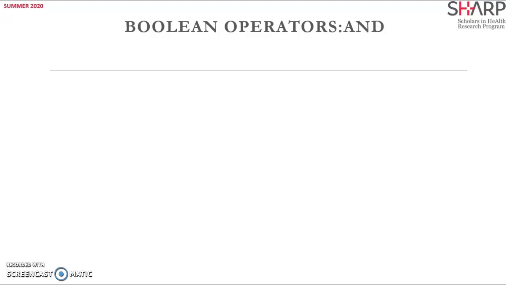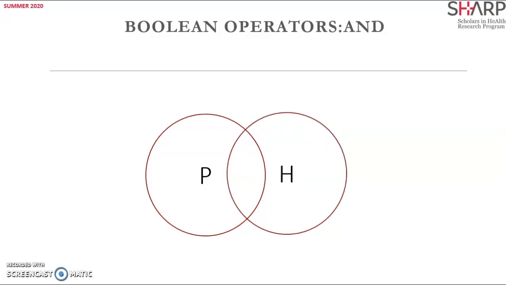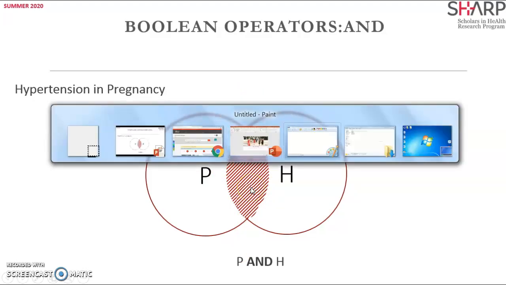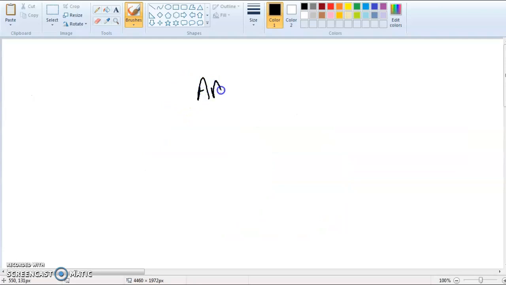Let's start with the AND, which is the command. If we have a topic which is about hypertension in pregnancy, we will have two concepts: pregnancy and hypertension. So we want all the articles, or the results, that have both the concepts pregnancy and hypertension in them, given to me. So I want actually the combination of both. If you recall in math, AND is the intersection in the Venn diagram, in the probability.